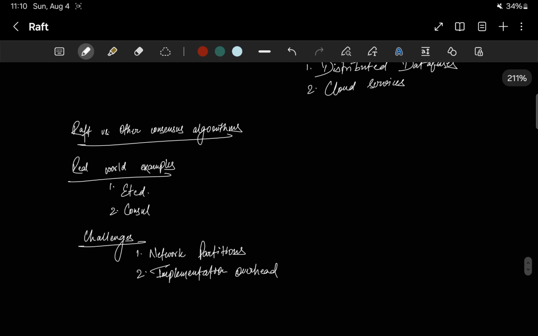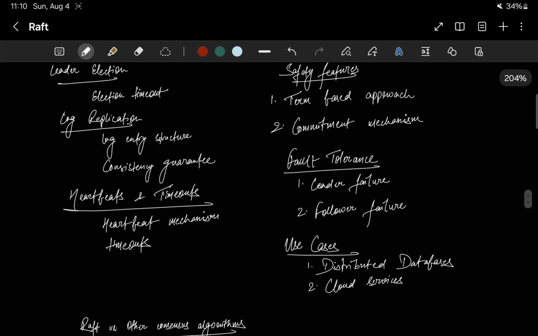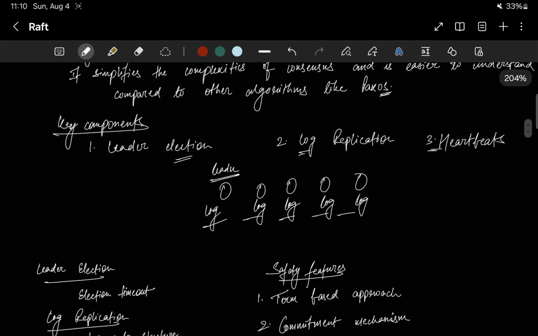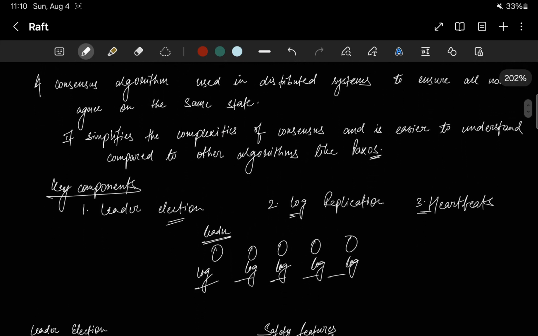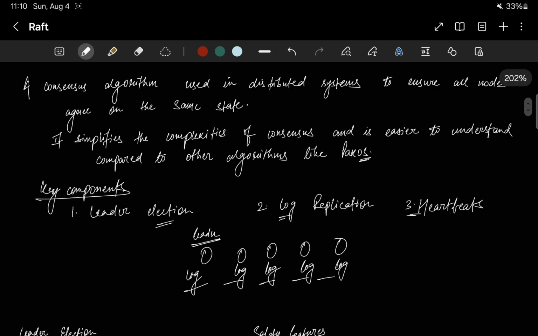this completes the discussion about Raft, and I believe I have covered most of the things. And I hope this gives you a good idea about what Raft is, what are the key components of Raft, what's leader election, what's heartbeat, what's timeout, why Raft is good, what are the real life use cases where Raft might be used, and why it is good as compared to other algorithms.